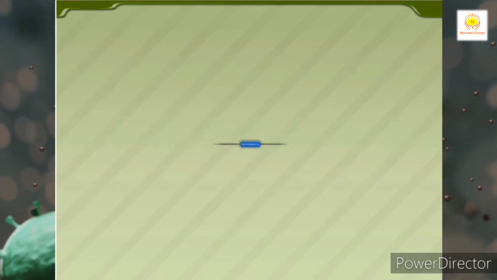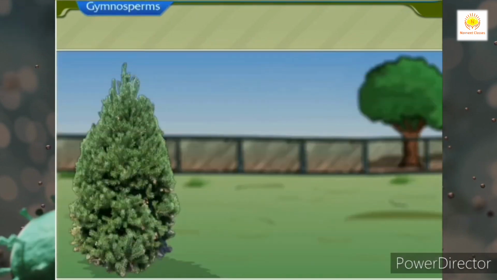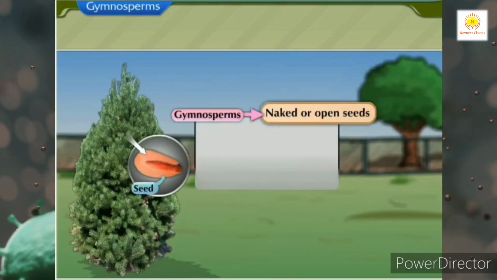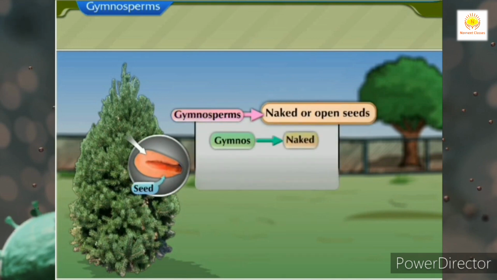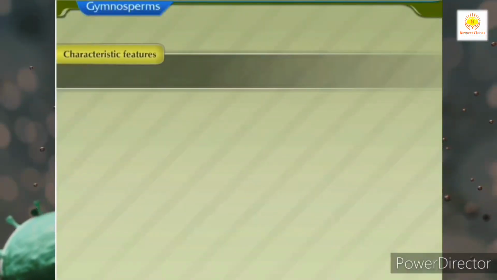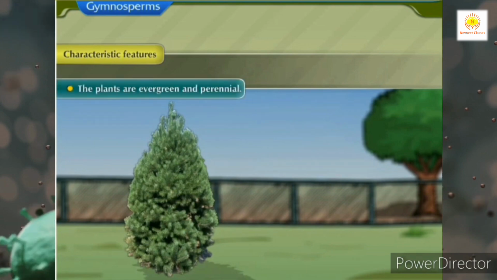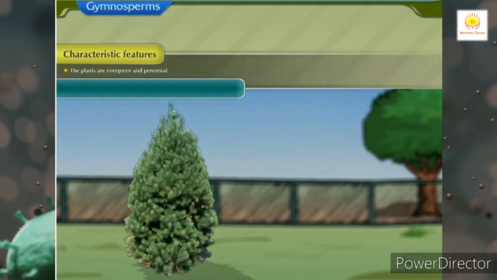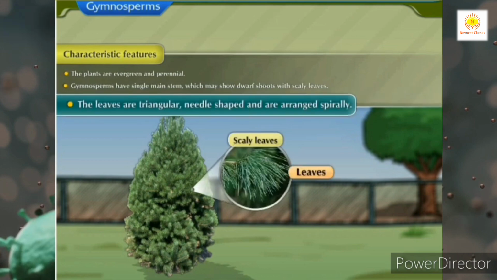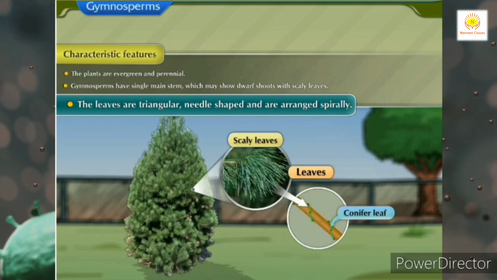Gymnosperms. The meaning of this term is naked or open seeds. The word gymnos means naked and sperma means seeds. The characteristic features of gymnosperms. The plants are evergreen and perennial. They have single main stem which may show dwarf shoots with scaly leaves. The leaves are triangular, needle-shaped and are arranged spirally.